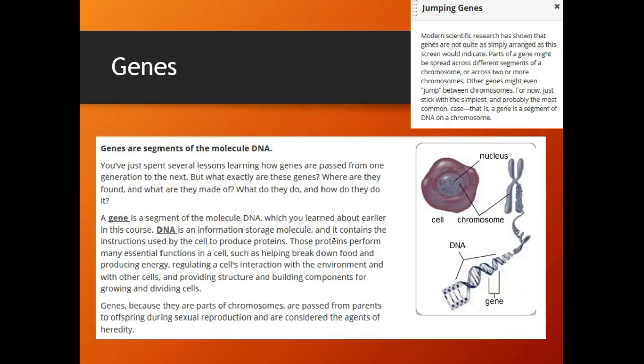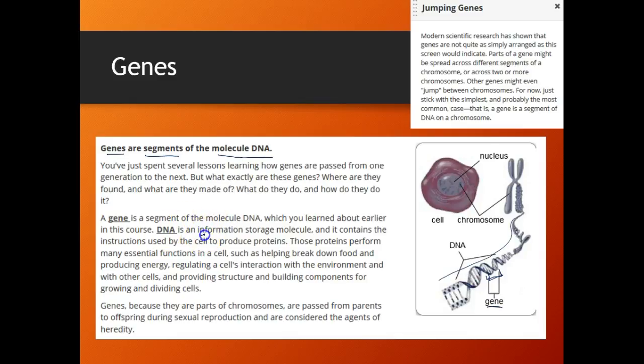Okay, so let's start off with defining what genes are. The most simple definition of what a gene is, is that they are segments of the molecule DNA. So if DNA is the whole entire thing, then genes would be one part of it. You can see that here in the figure on the right, where we have DNA all along right here, and one section right here is what we're going to call a gene.